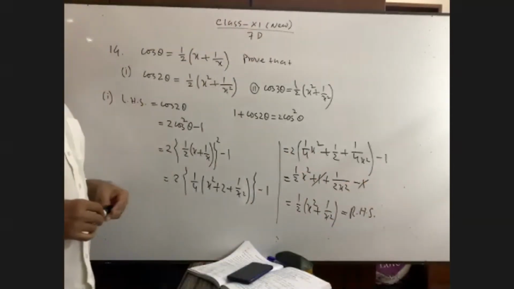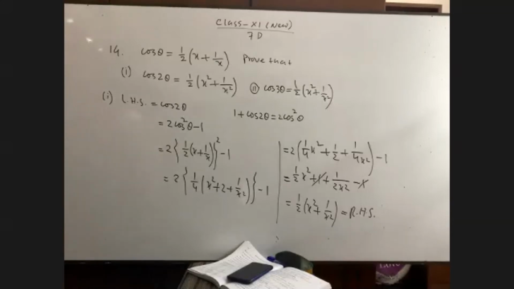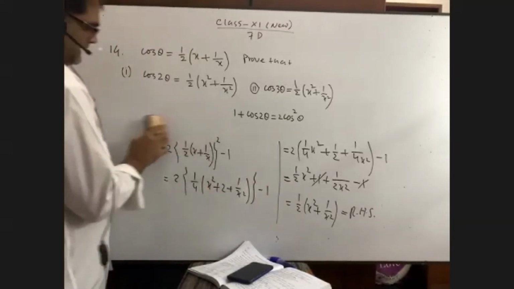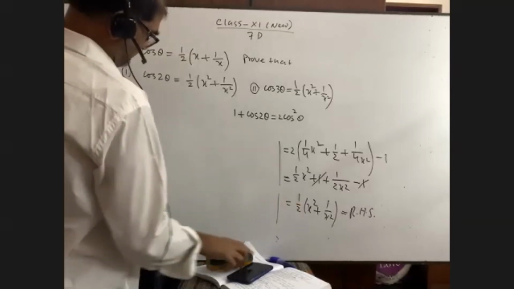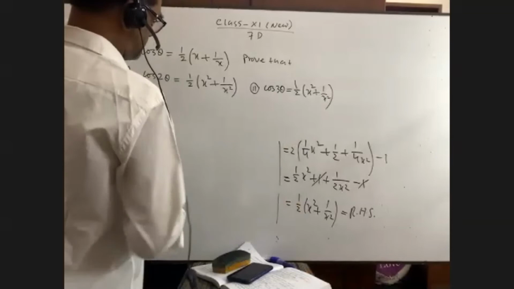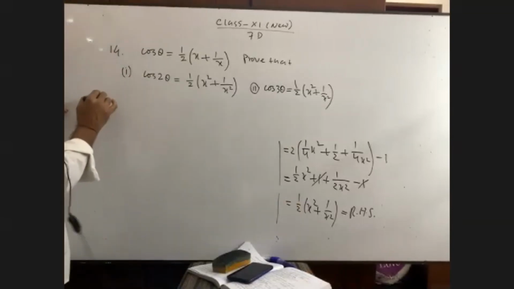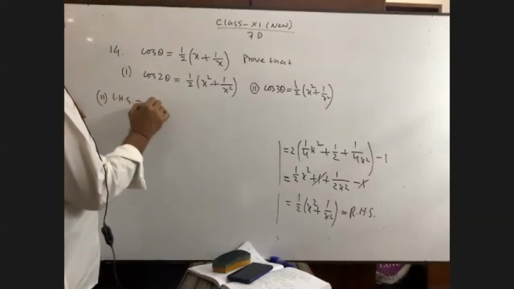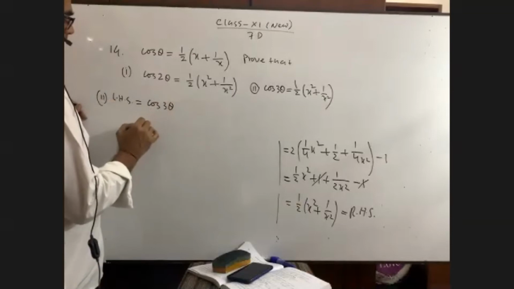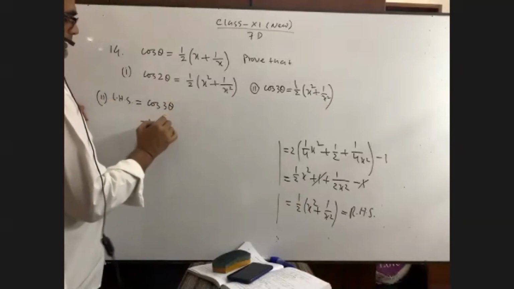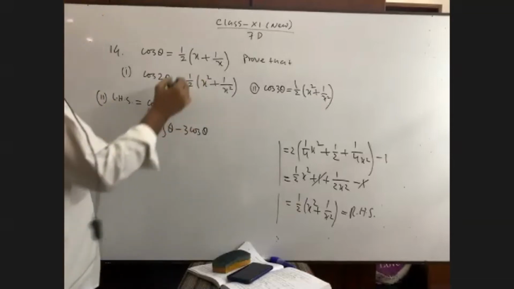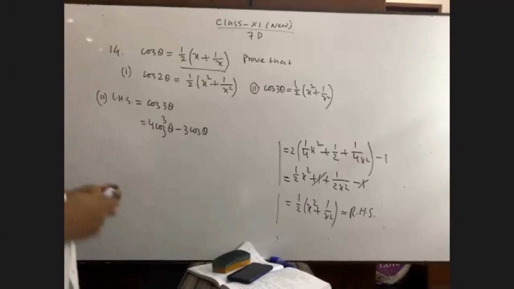Now do question number 2. Have you copied it? Calculation of class 9, 10. Question number 2. Left hand side is equal to cos 3 theta. What is the formula? 4 cos cube theta minus 3 cos theta. Now please put the value of cos theta and let me know.